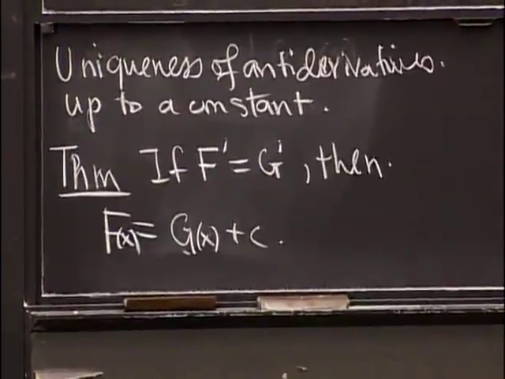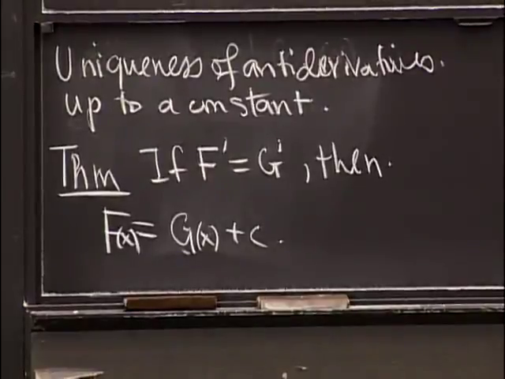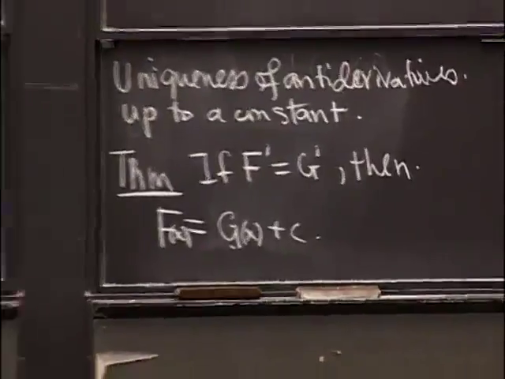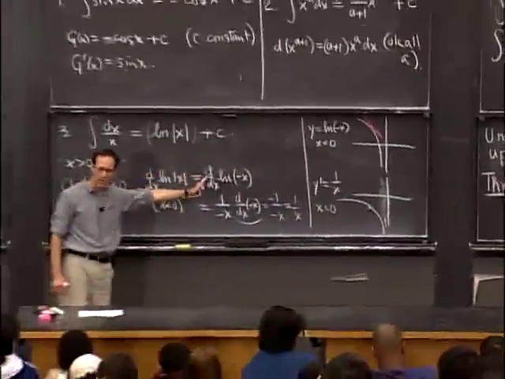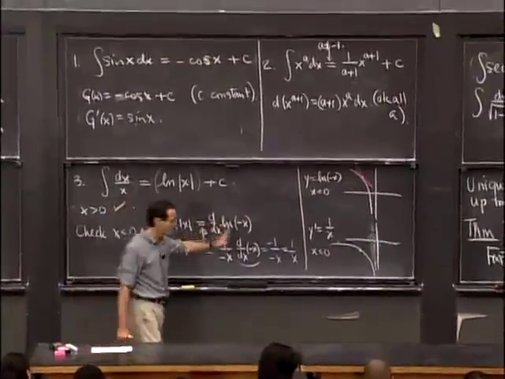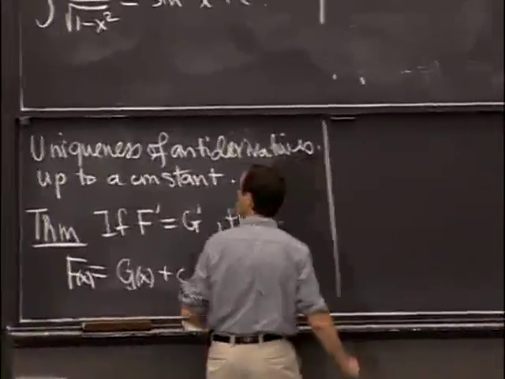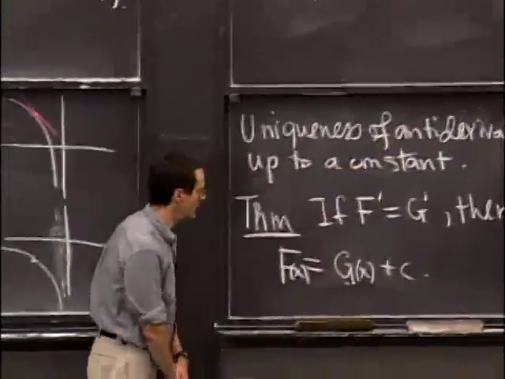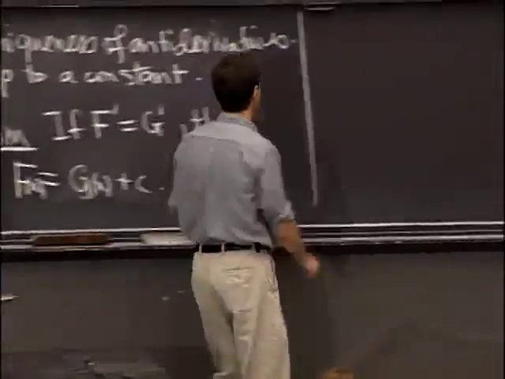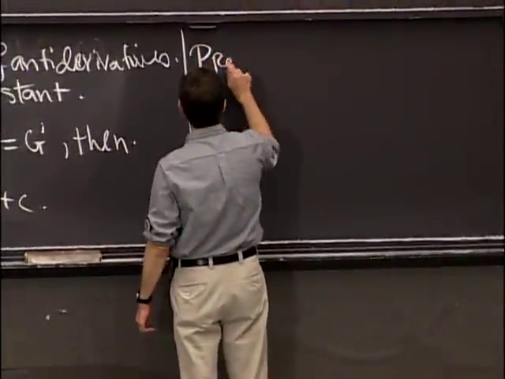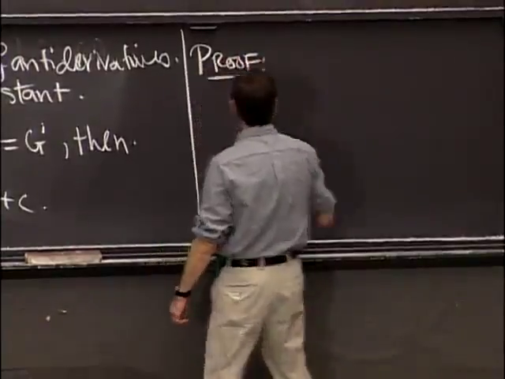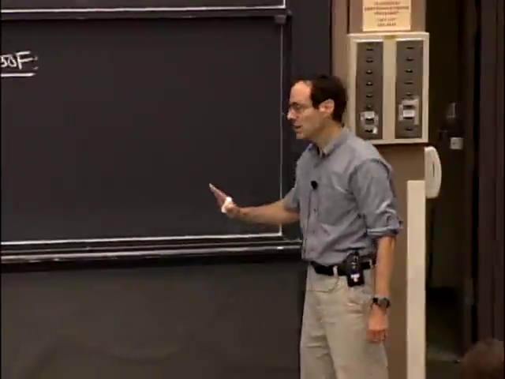That means not only that all these things with these plus c's are antiderivatives, but these are the only ones, which is very reassuring. And that's a kind of uniqueness, although it's uniqueness up to a constant, it's acceptable to us. Now, the proof of this is very quick, but this is a fundamental fact.